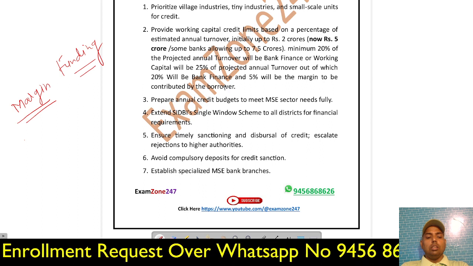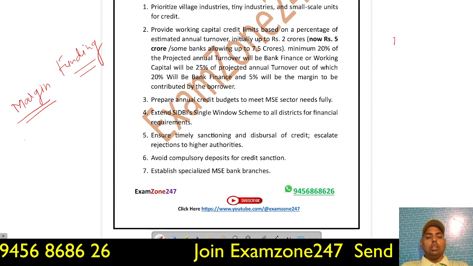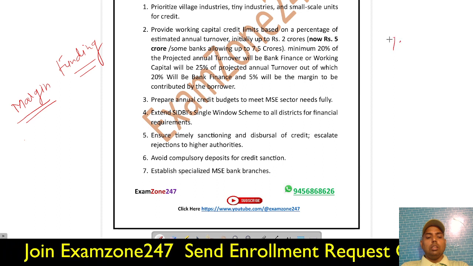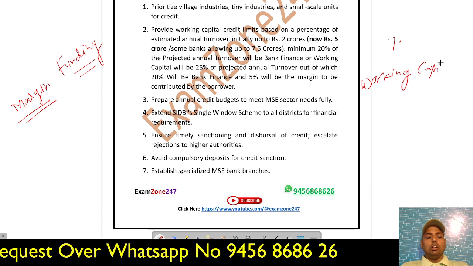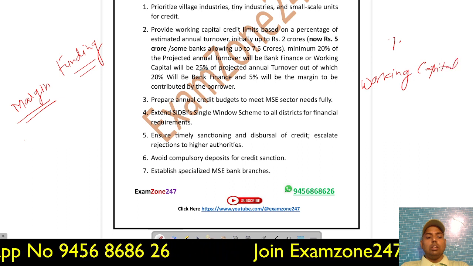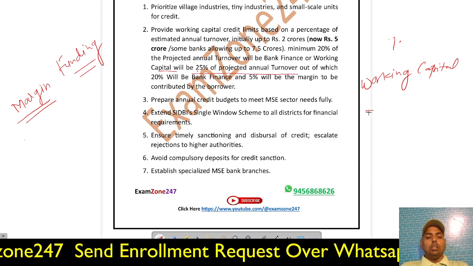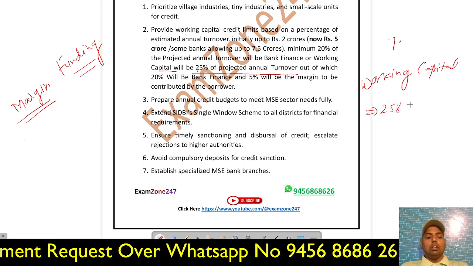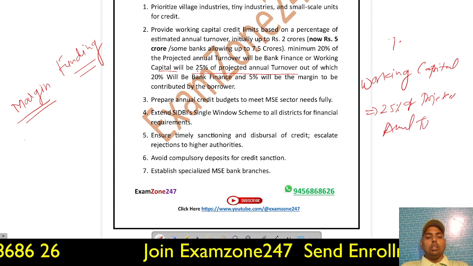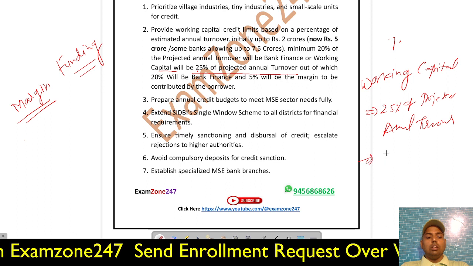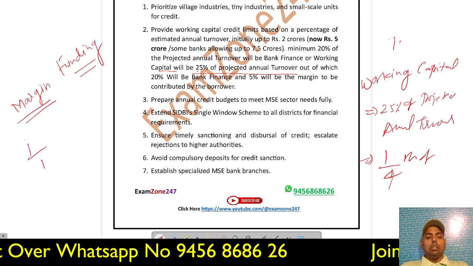See what the NAYAK committee says. NAYAK committee says if the working capital requirement will be 25% of the projected annual turnover. 25% of projected annual turnover means 25% is 1 by 4th of turnover. See what does 1 by 4th mean?